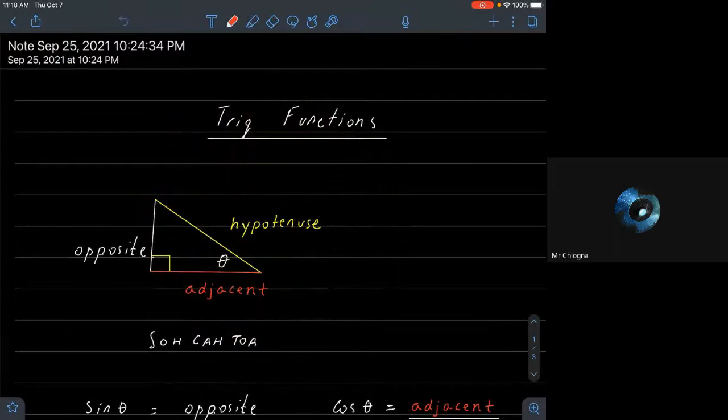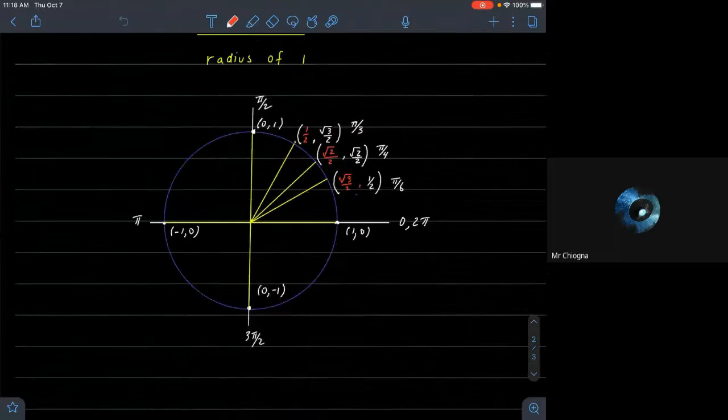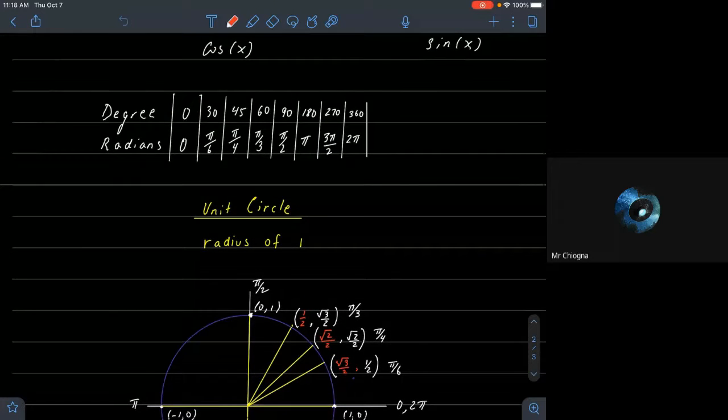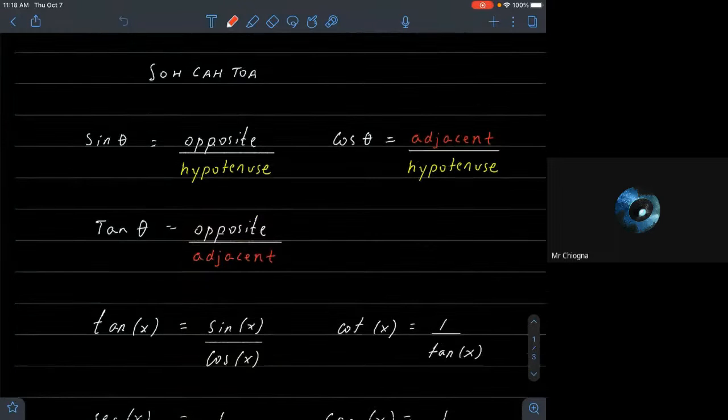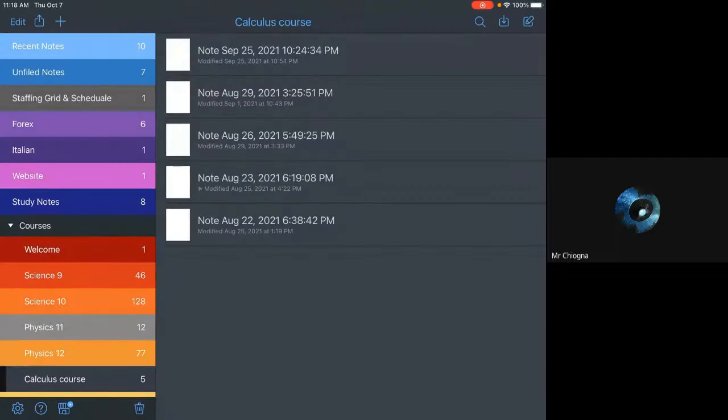Oh, look at that. That's part of my pre-calculus course I'm putting online. Anyways, yeah, that'll be free. Physics 11.